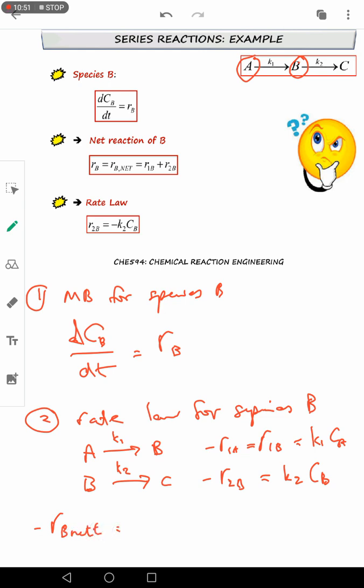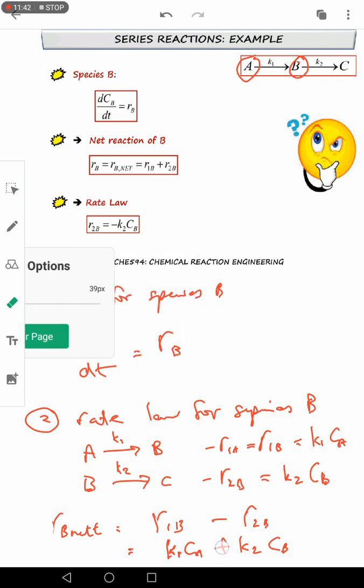So meaning that your RB net is going to be negative R1B plus negative R2B. So meaning that it's going to be the same as negative K1CA plus K2CB. Okay. Ataupun kalau nak kira dia punya RB net saja, you akan dapat you kena bermain dengan positif negatif dia. So maksudnya kat sini negatif. Okay, jadi sini K1CA, okay, RB net. Okay, the third step is you need to combine the step 1 and step 2.